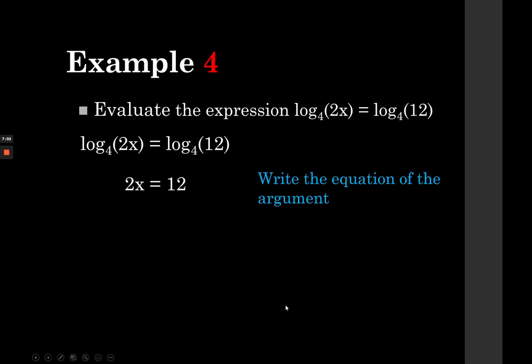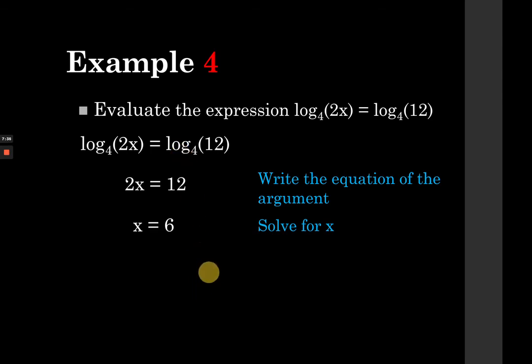And then, divide both sides by 2. 12 divided by 2 is 6. The 2 is cancelled on the left side. And so x is found. That is the case 4 that involves the one-to-one property. It's only possible if you have exactly the same base. Otherwise, it's going to be special cases other than this one.